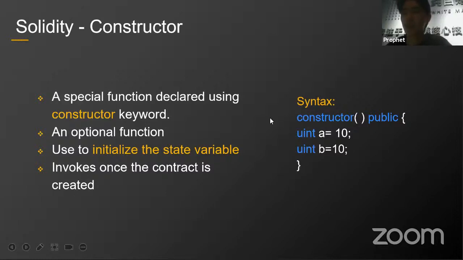And here is the syntax of the constructor. The constructor's visibility should be public because when you deploy something, then others will use this function. So the function's visibility should be public. And if you have some statements in the constructor, just fill them in the braces.